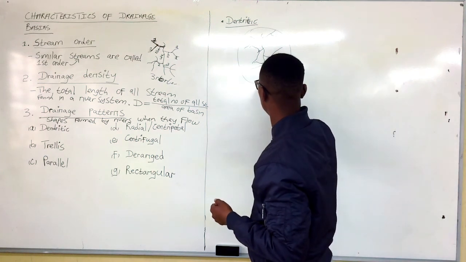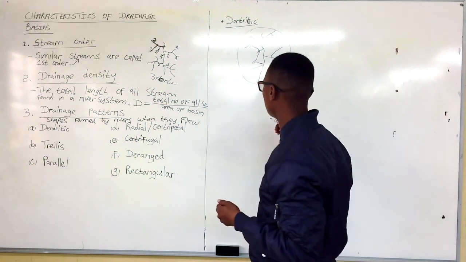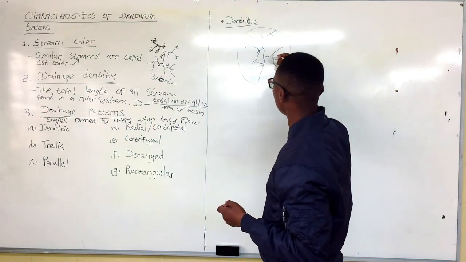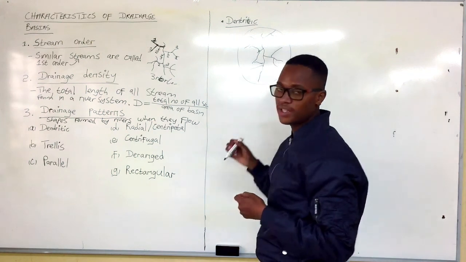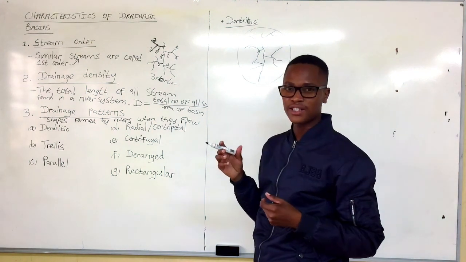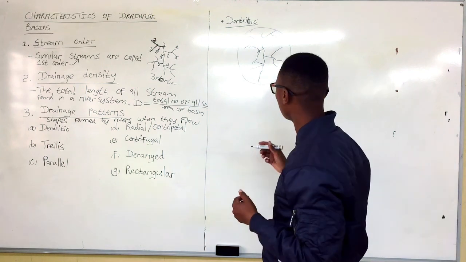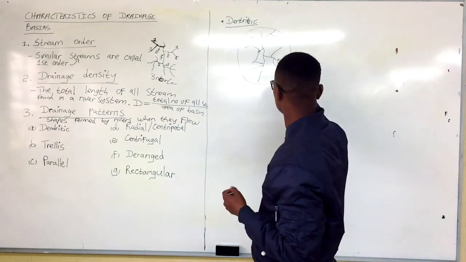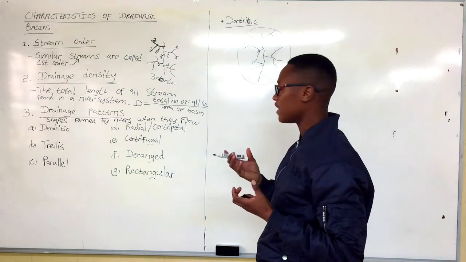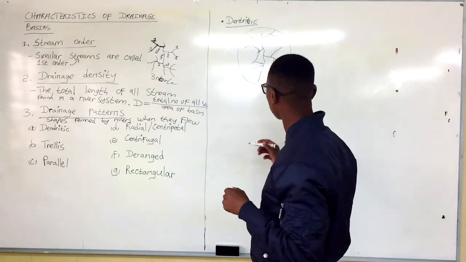In order for you to be able to identify a dendritic pattern, you notice that the tributaries meet the main stream at acute angles. An acute angle is an angle that is less than 90 degrees. So that's an acute angle. These small streams join the main stream at acute angles, smaller angles.